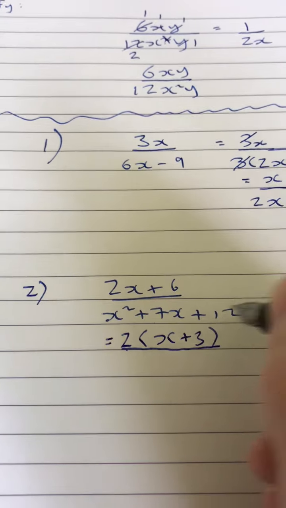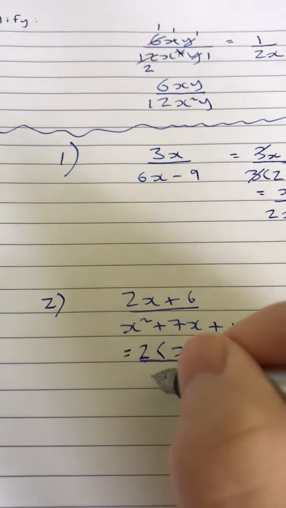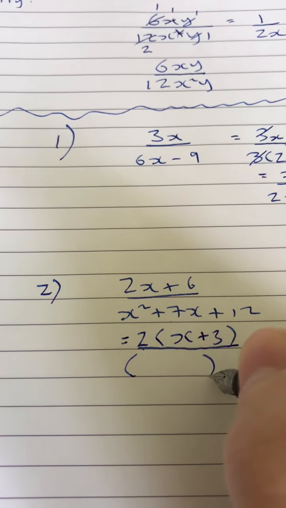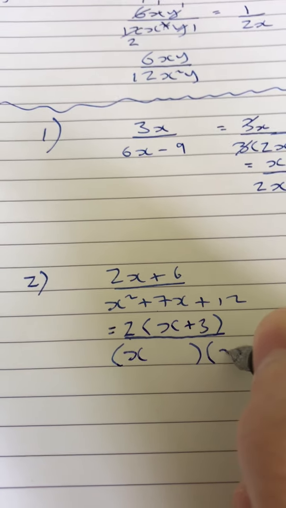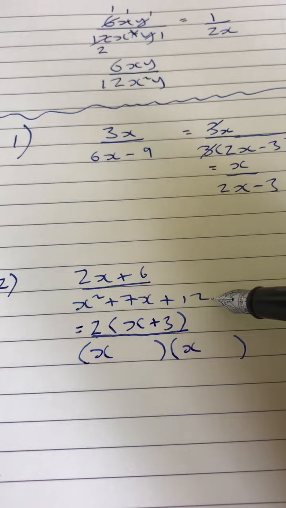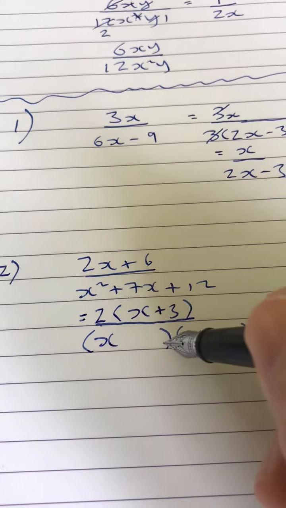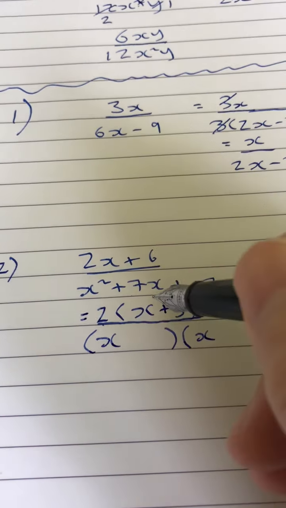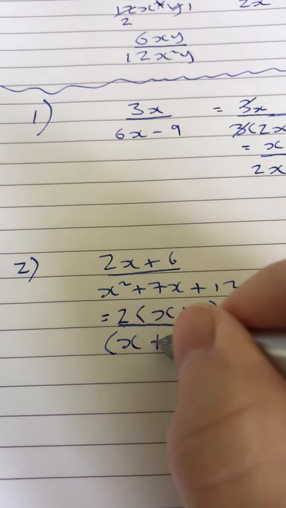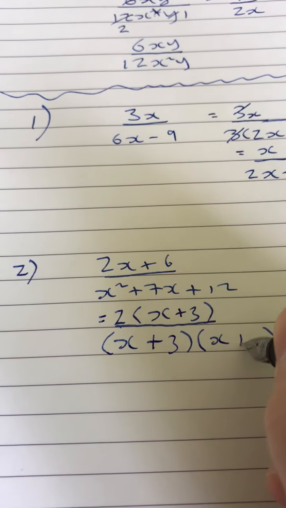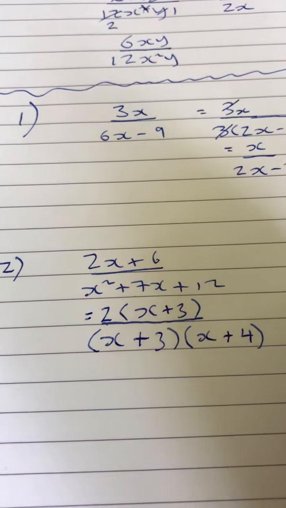On the bottom, I'm going to have to use 2 brackets for this. There's no easy way around it. So I'm writing 2 brackets, x and an x. I need 2 numbers that multiply to give me 12 at the ends here, and that add to give me 7. Well, if you give it a bit of thought, you'll see that one of them is probably plus 3. Well, it is plus 3, and the other is plus 4.